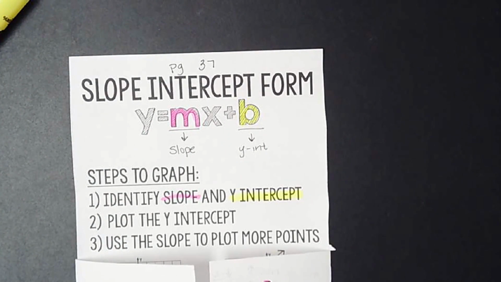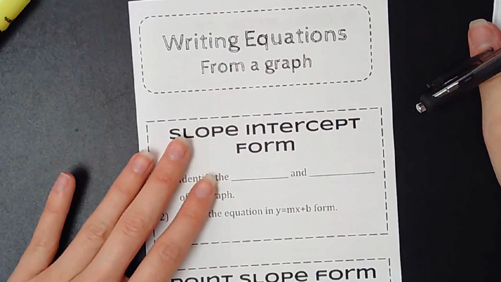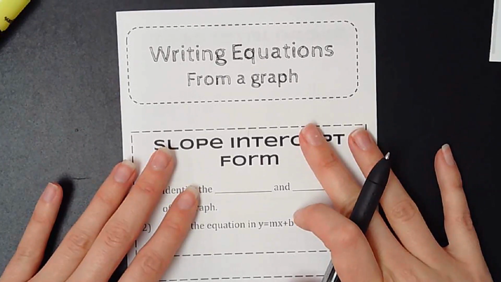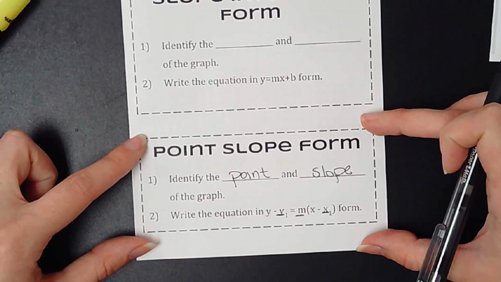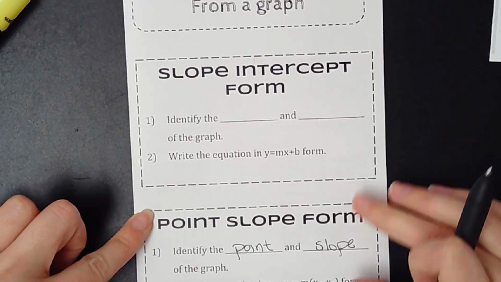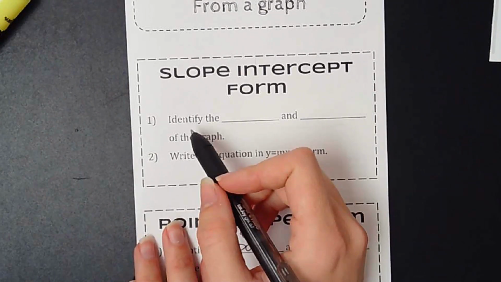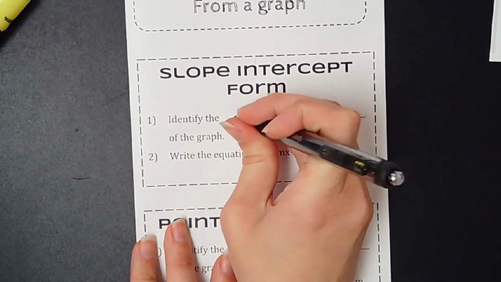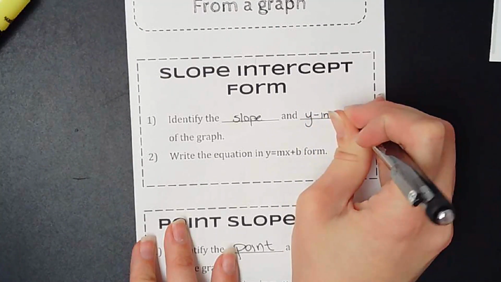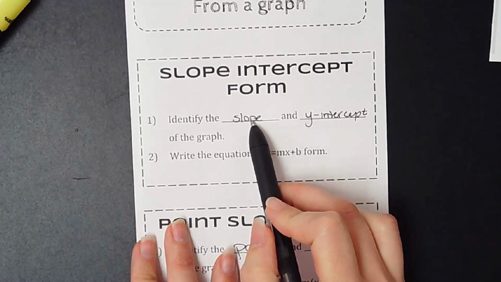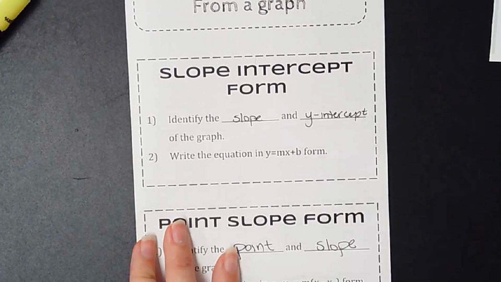Now that we can graph in slope-intercept form, we can also write equations from a graph. These are the notes that we started on page 38. We did the point-slope form side last class. Today we're looking at the slope-intercept side. So if I'm writing an equation in slope-intercept form, I need to find the slope and the y-intercept of the graph. Once I know my slope and y-intercept, I write my equation in y equals mx plus b form.